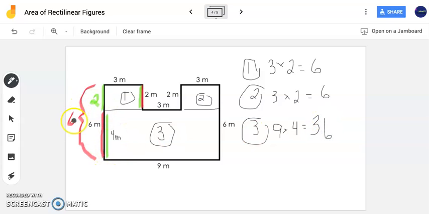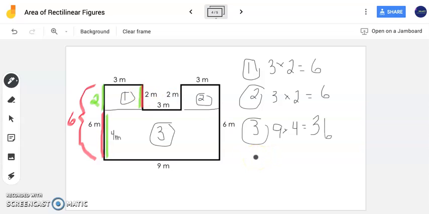So notice I had to do a few steps here to figure out what that width was. It's very important that you look at the problem and see what is given to you and determine, do I need to find the width? Is there another value in this rectilinear figure that could help me find that value?